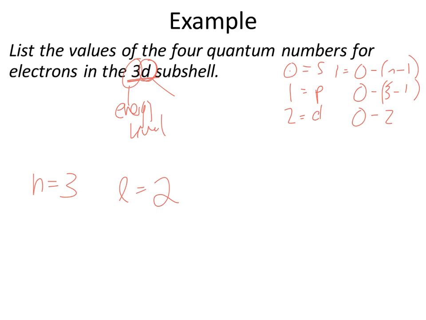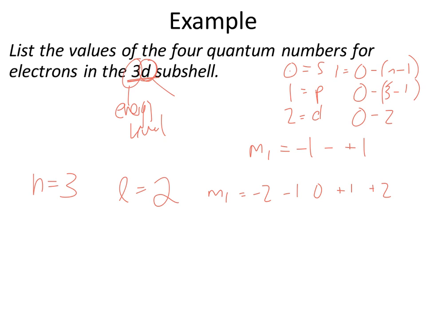Now in this case, it doesn't give us a particular orientation, so it could be any one of the subshells of d, but we have to figure out how many of those there are. We have to find our ml. So remember that your ml is equal to negative L to positive L. So if your L value is 2, it can be anywhere from negative 2, negative 1, 0, plus 1, or plus 2.